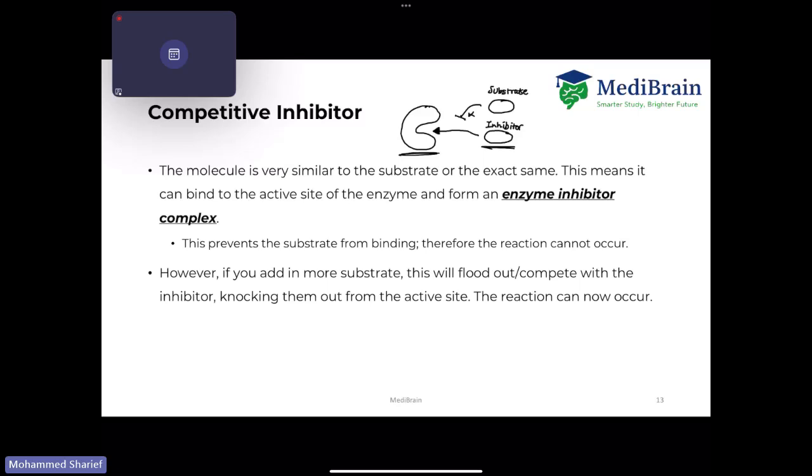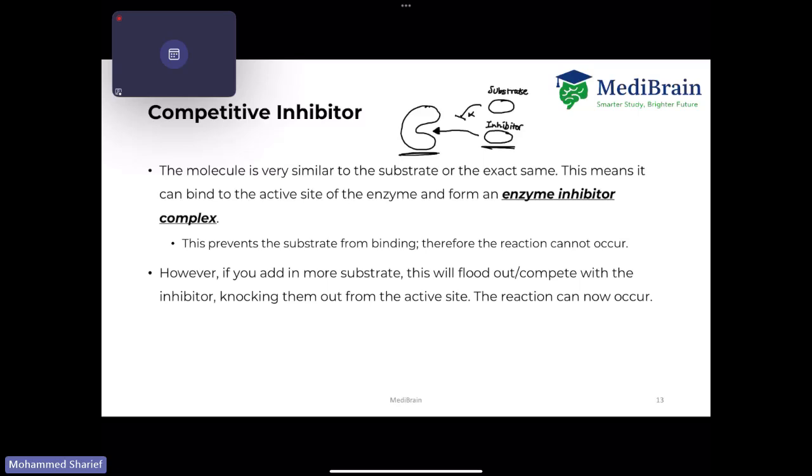Okay, so I think this is a bit of common sense. So if you've got an inhibitor that has a similar shape to the substrate bound to the active site of an enzyme, if you just add in more substrate, this substrate is going to compete with the inhibitor as well because it has a similar shape. And what's going to happen is that the substrate is just going to knock out the inhibitor from the active site and it's going to bind to the active site of the enzyme instead of the inhibitor.